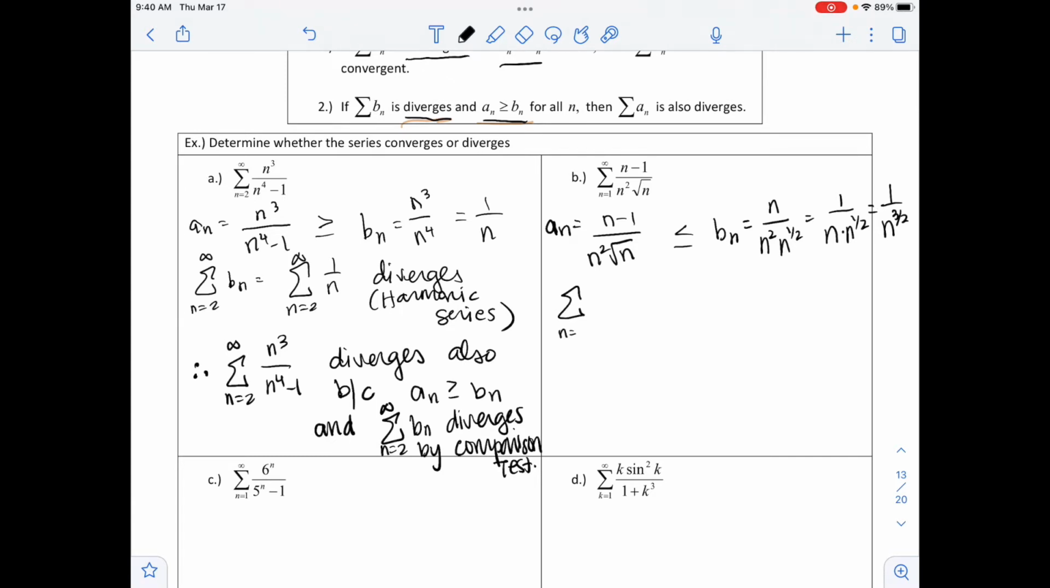So the sum from n equals 1 to infinity of b sub n, which for this problem is going to be the sum from n equals 1 to infinity of 1 over n to the 3 over 2. And so this is a p-series test that we can use. And so we know that p is equal to 3 over 2, which is greater than 1, which means that this is going to converge by p-series test.